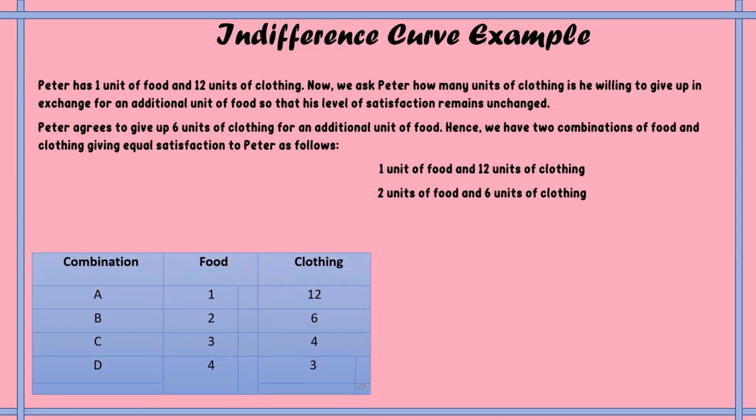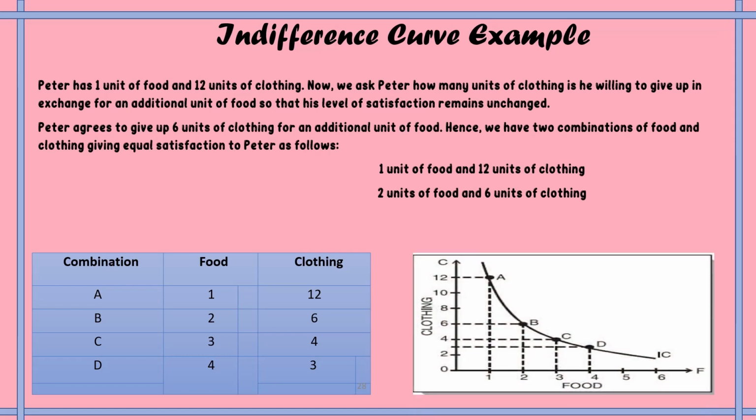By asking him similar questions, we get the remaining combinations as in the table. And the diagram shows an indifference curve, or IC. Any combination lying on this curve gives the same level of consumer satisfaction. Another name for this curve is iso-utility curve.